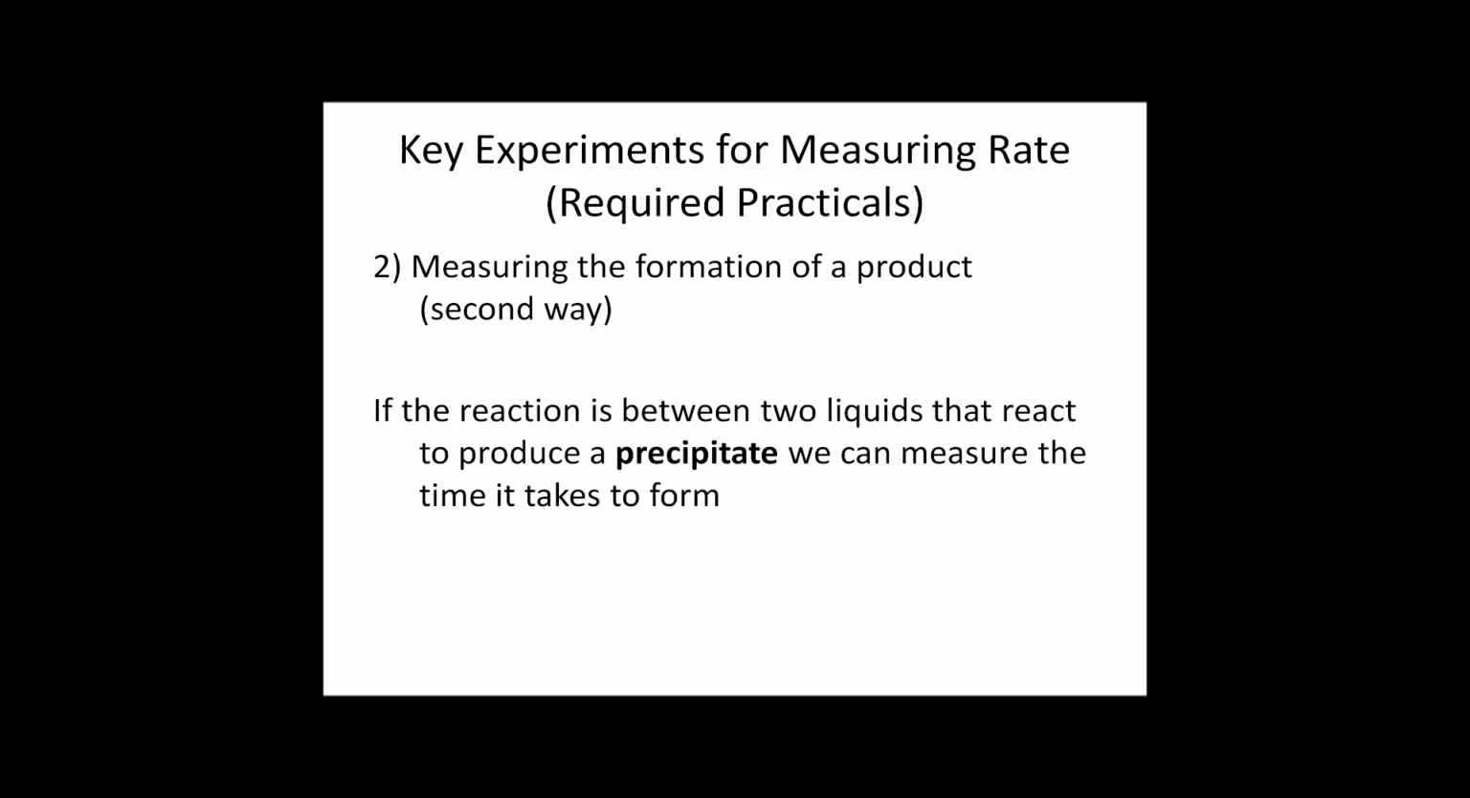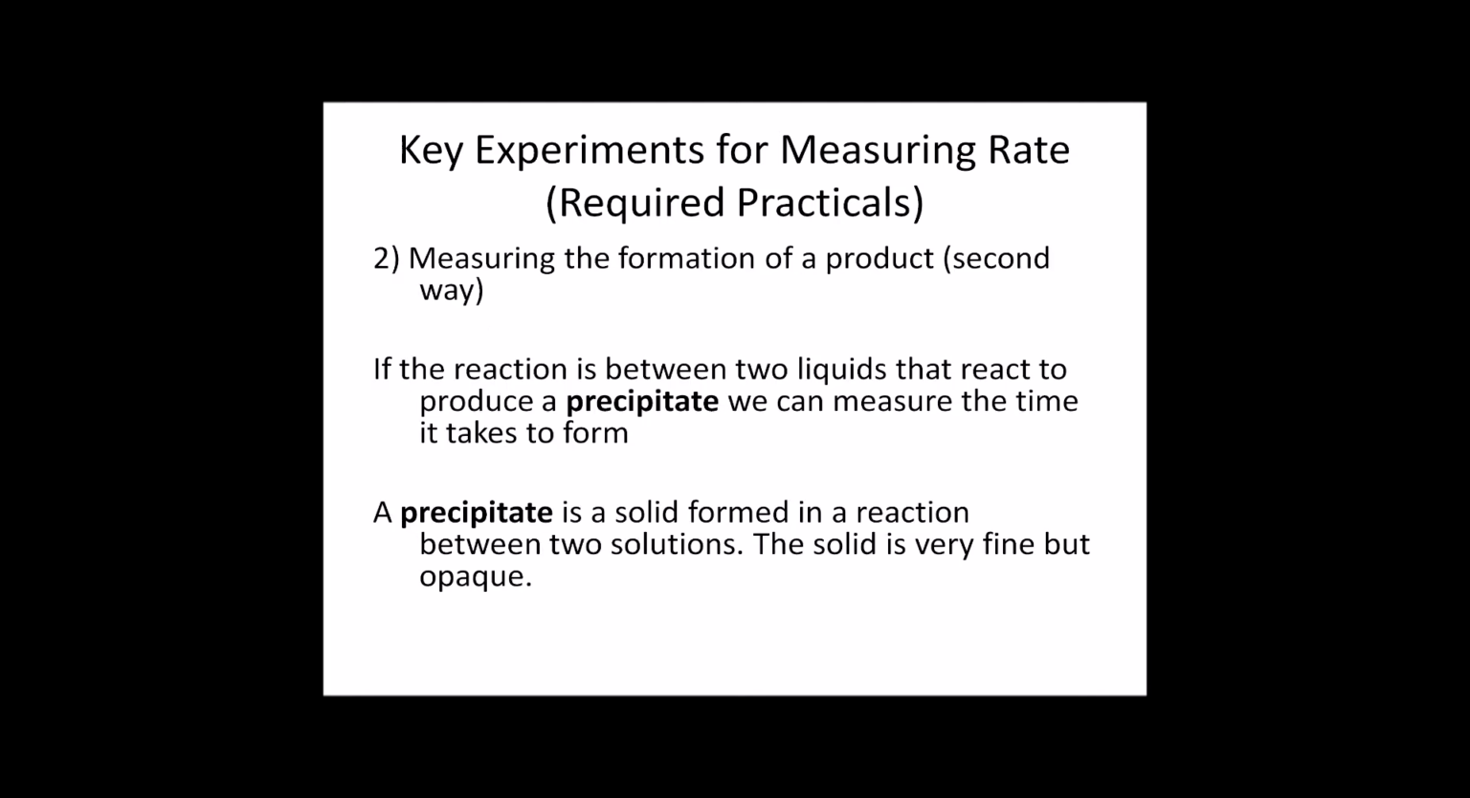So the second way of measuring the formation of a product is to look at the reaction between two liquids that react to form a precipitate, and you can measure the time it takes to form that precipitate. And again, a little reminder, a precipitate is a solid formed in a reaction between two solutions, and that solid is opaque and insoluble, so it means that you can't see through the solution anymore. It blocks the transmission of light, and we're going to have a look at how you would do that experiment now.